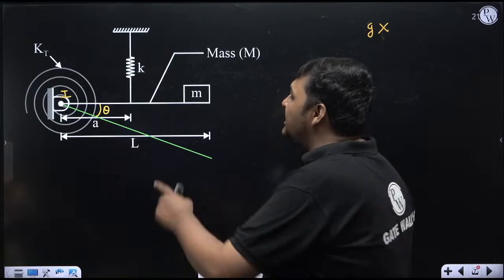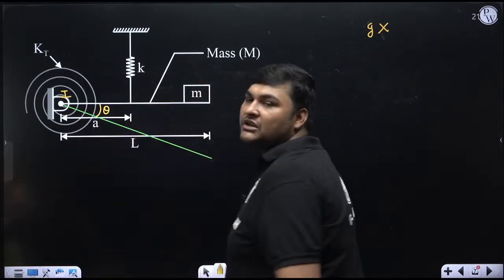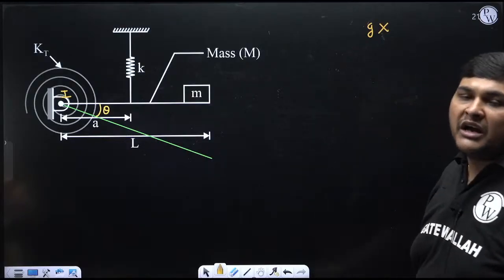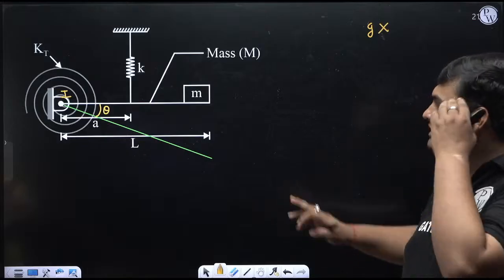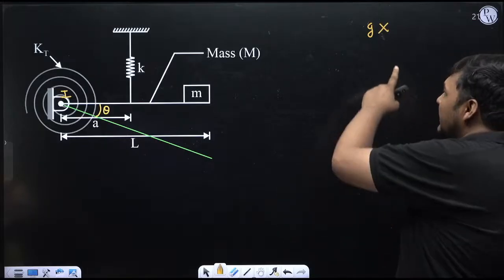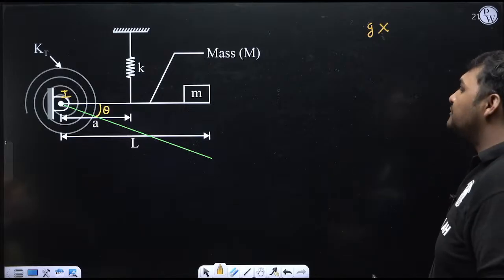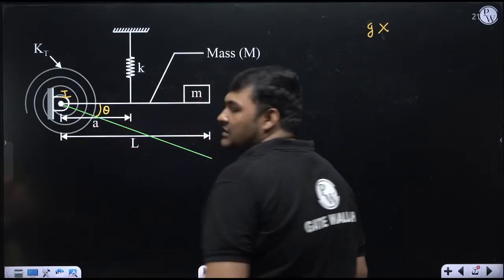So here this theta is not the displacement of the mean position, it is the displacement from the mean position, because neither do we need to bother about the weight, nor do we need to consider the static deflection of the spring due to weight. So it is the displacement from the mean position, and here there is no role of gravity in the restoration, because the weight is cancelled by the static deflection. This is the first conclusion. Now in this displaced position we will apply all the forces and moments.